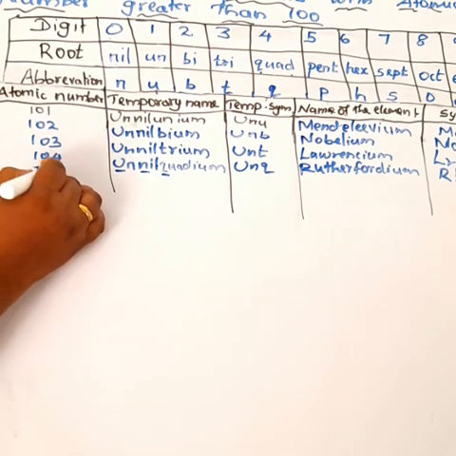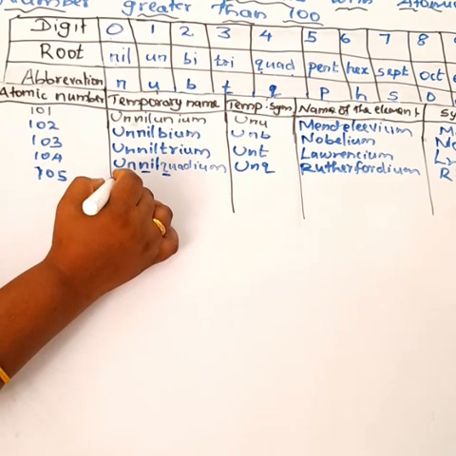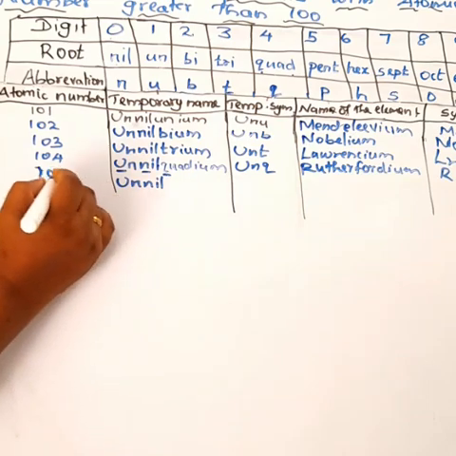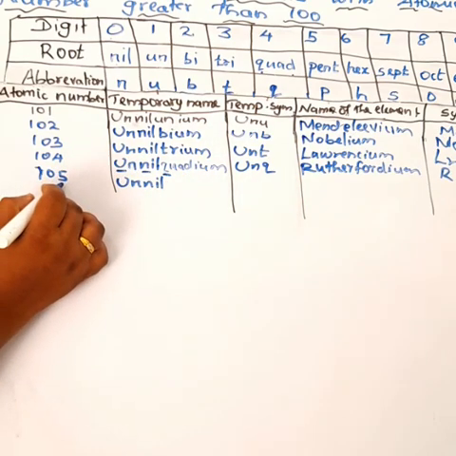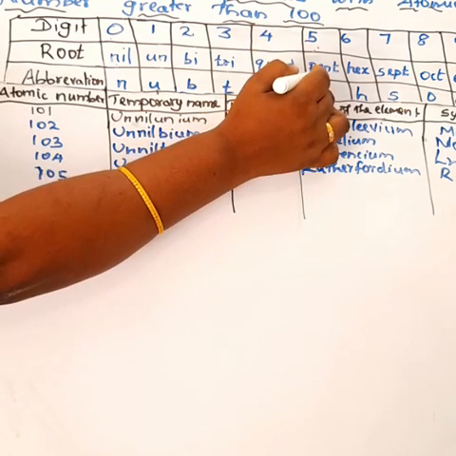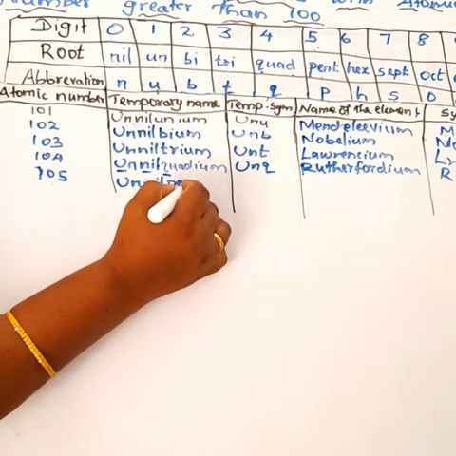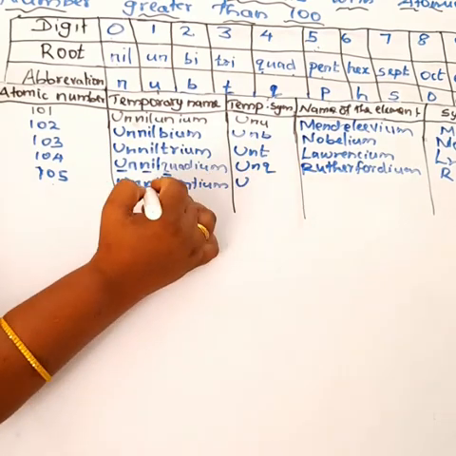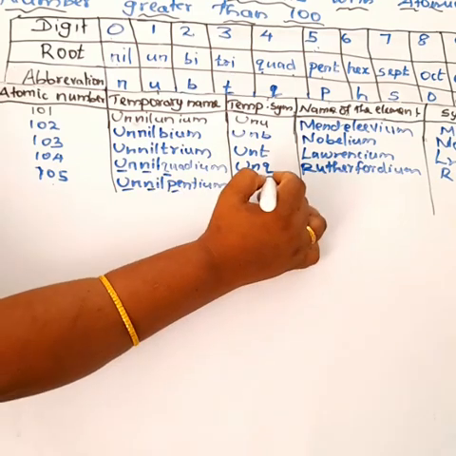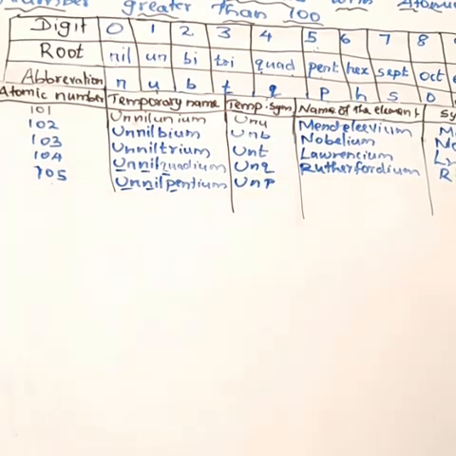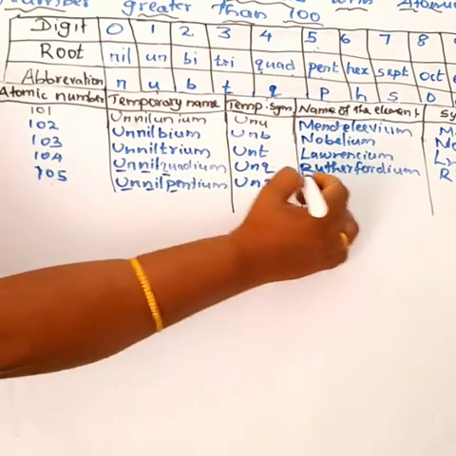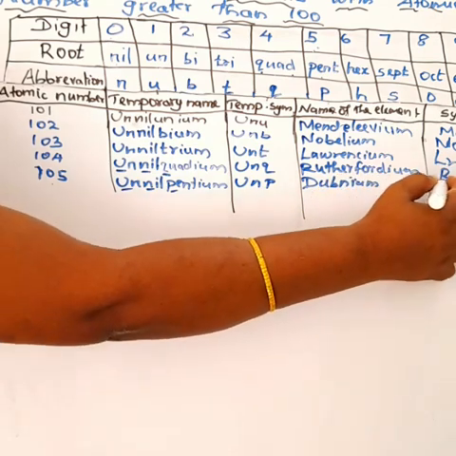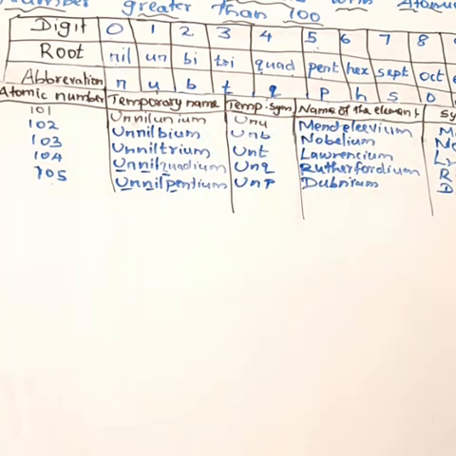And 105. What is the temporary name? For 1 we use un, for 0 nil, and for 5 we write the numerical root pent, and the suffix ium. So what is the temporary symbol? U for un, N for nil, and P for pent. What is the name of the element for atomic number 105? Dubnium. What is the symbol for dubnium? Db.